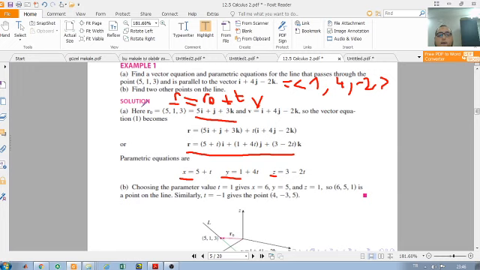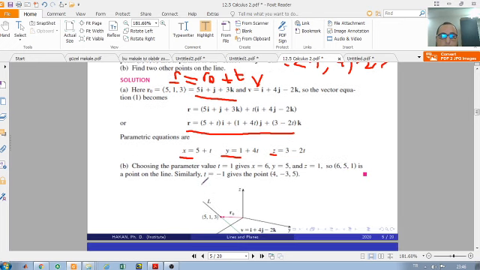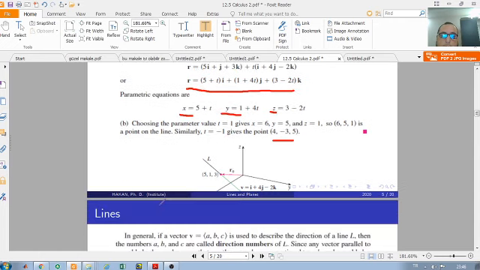Now, find two other points on the line except the given point. So how can we find other points on the line? Easily, by writing any values for the parameter t in the parametric equations. So we obtain two other points. For example, if you write 1 for t, we get the first component is 6, the second is 5, the third one is 1. So a point on the line is 6, 5 and 1. And similarly, by writing another value, for example -1, or you can write yourselves 2, 3 and so on, you can get a lot of points on the line.